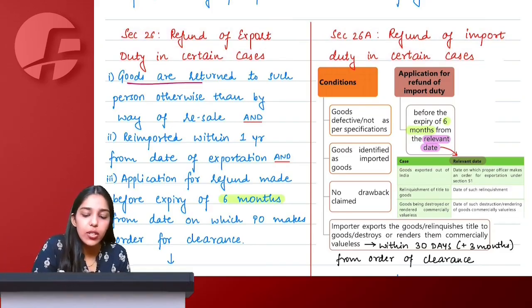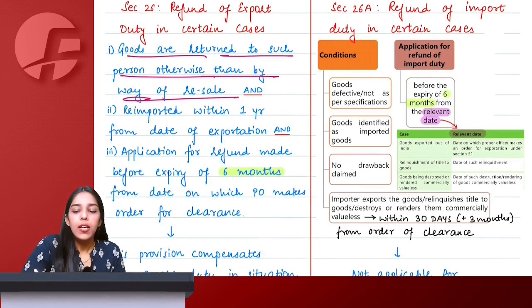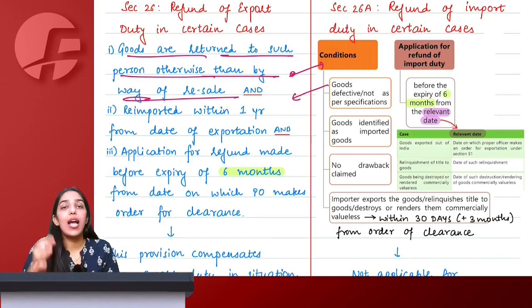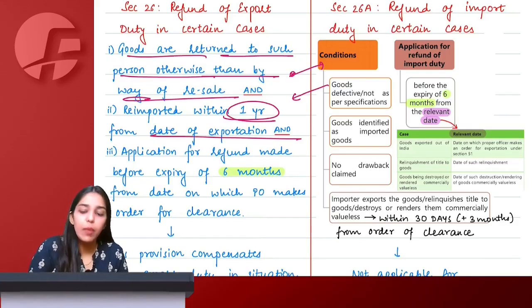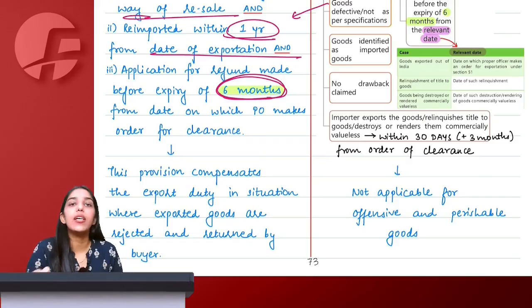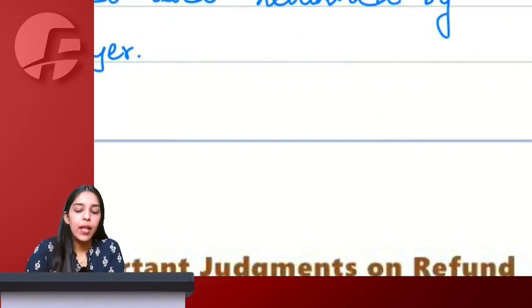So let's say the goods are returned to such person otherwise than by way of resale. I had exported these goods and these goods are coming back to me, not as a resale. I am not purchasing these goods back. They are coming as export returns, re-imported within 1 year from date of exportation. And whenever I am re-importing, from that date within 6 months, I am making a refund claim. Then in such case, I should be getting the refund of my export duties paid.